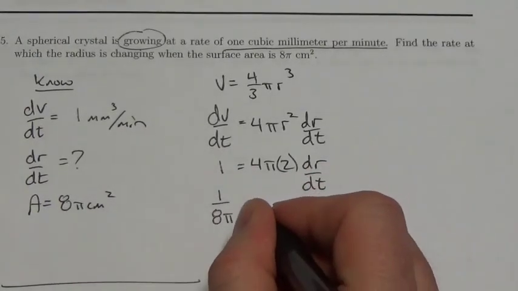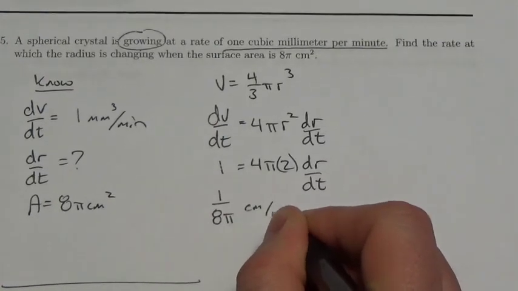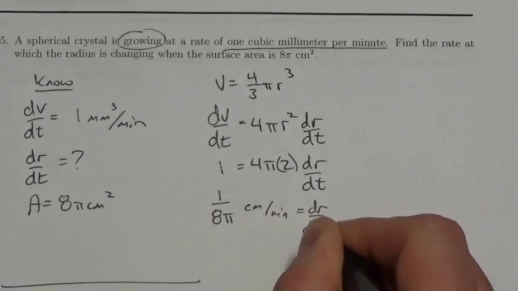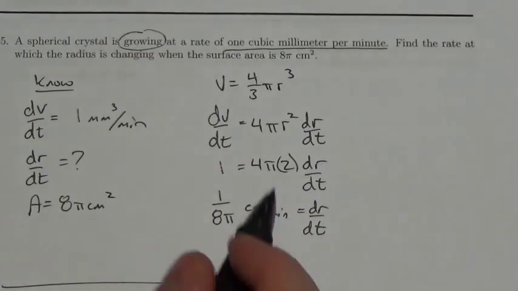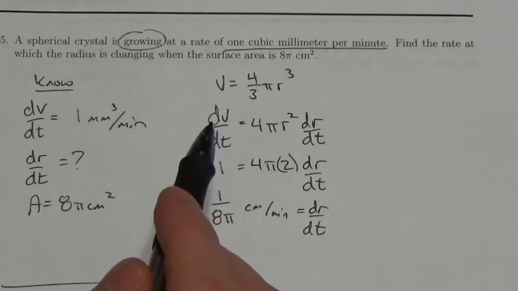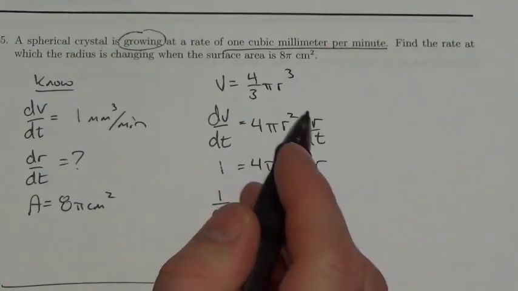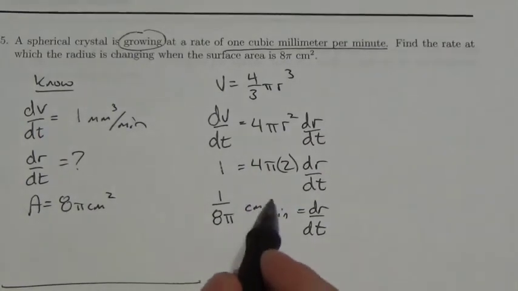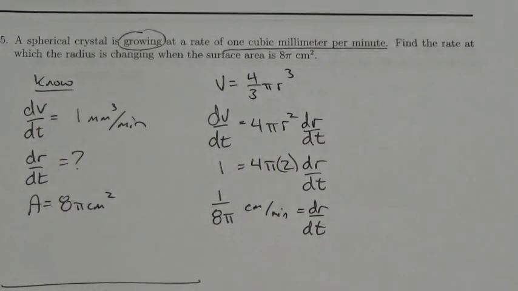And this is going to be centimeters per minute. That's how fast the radius is changing. Okay, 1 over 8 pi centimeters per minute. And again, that makes sense because the units for the change in volume will be cubic. I'm going to divide by that radius squared, so I'm going to be left with that single unit there, centimeters. Okay, I hope that makes sense.